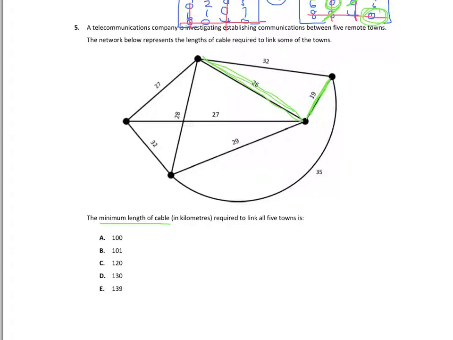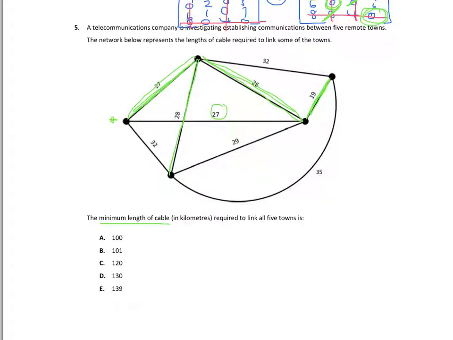And the next 2 are 27, so I can use either. I'm going to use this one here. I don't need to use that second 27 because this vertex here is already connected in, so we don't need to double up. So now our next smallest number is 28, so we use that edge there. And at this point, we are all connected.